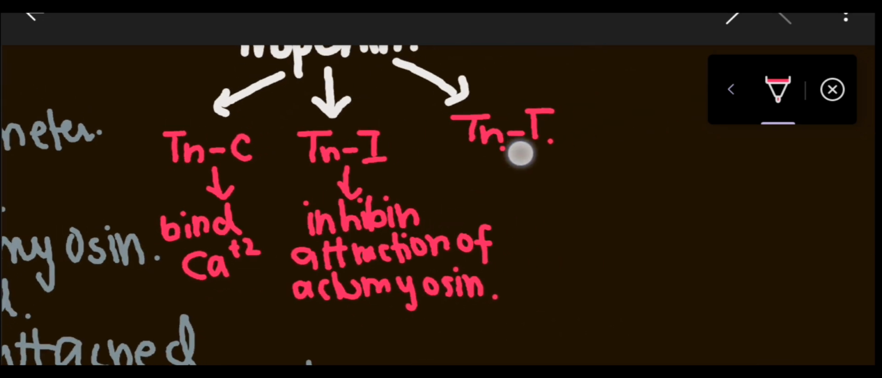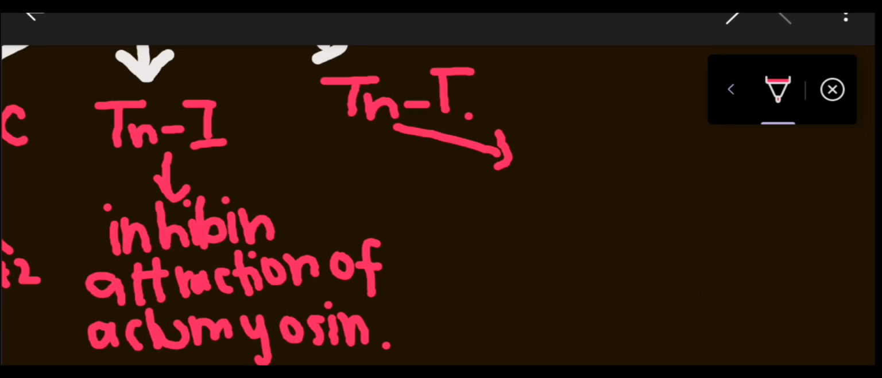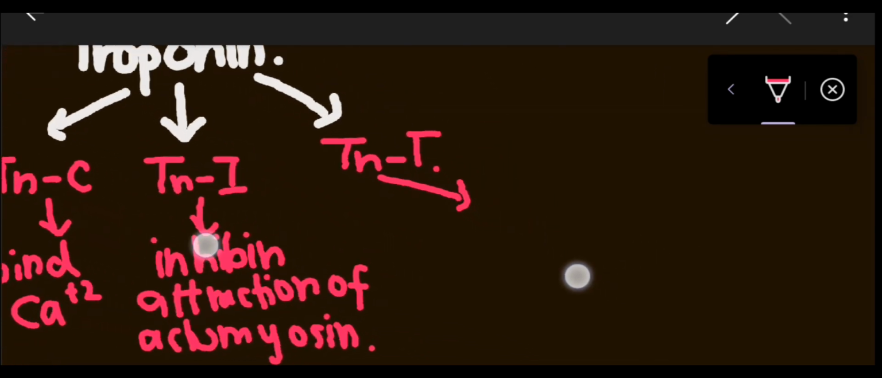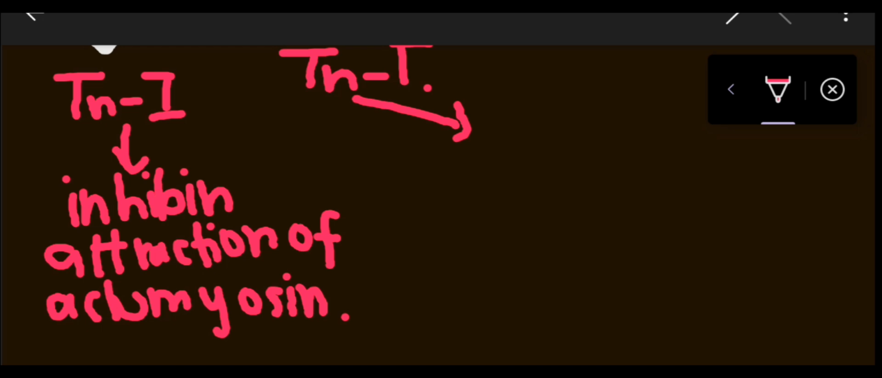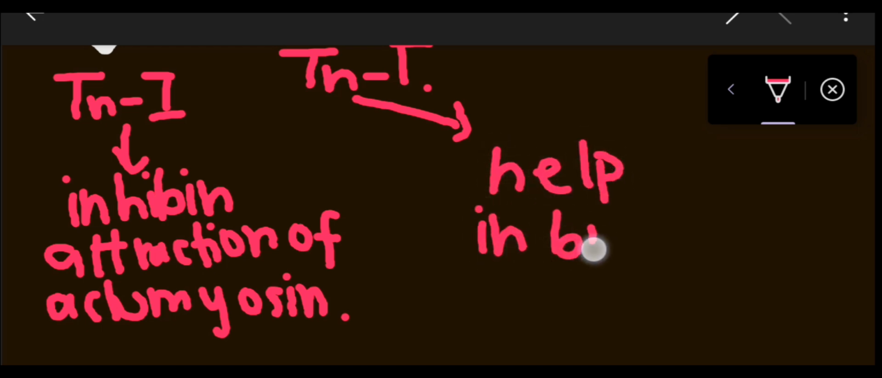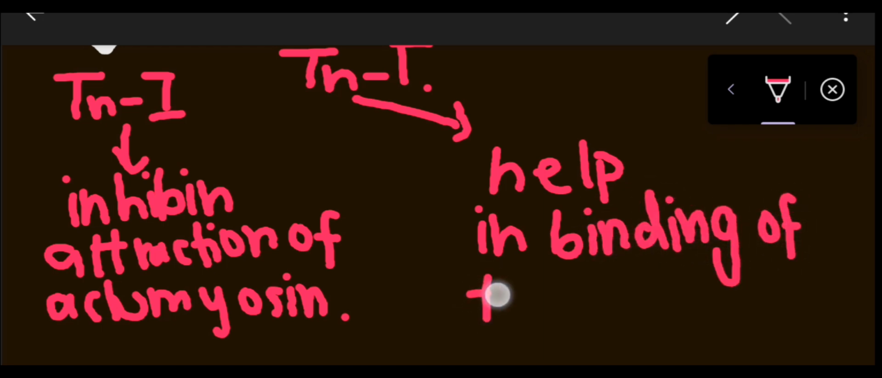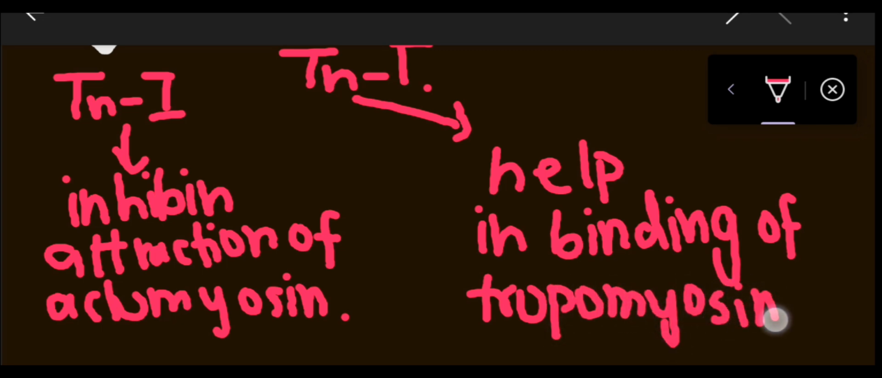Third is troponin T. Troponin T is used for binding tropomyosin to actin. Tropomyosin was the other protein, as we had one troponin and another tropomyosin. So troponin T helps in the binding of tropomyosin.